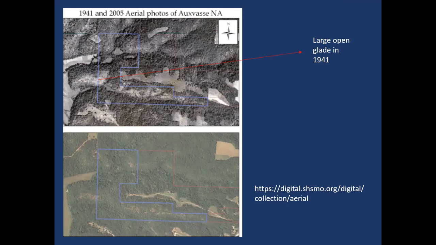And they can be a handy tool, such as in this case, at Avas Natural Area, where the old picture from 1941 shows lots of open glades. You can still see some glade openings in 2005, but you can see the extent of those open glades in the 40s. You can also see where old fields are that today may have grown back into woods. Those old fields that have grown back into woods tend not to be your best restoration sites because of that past soil disturbance.